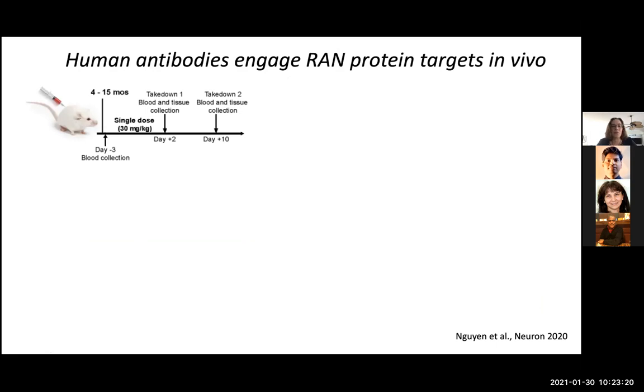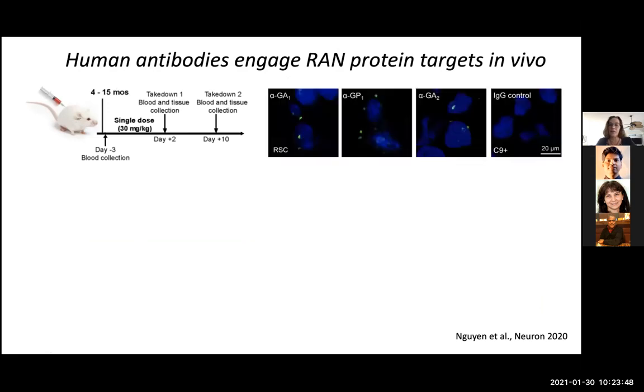So the first experiment that we did to try to understand if this strategy had any chance at all of succeeding was we did a target engagement study in which we used a peripheral injection strategy of the antibodies, and we took mice from 4 to 15 months of age and did an IP injection, and then did a takedown after 2 days or after 10 days. And we were really excited to see this staining that looked like it could be similar staining to what we saw in the autopsy tissue or in the mouse tissue by immunohistochemistry.